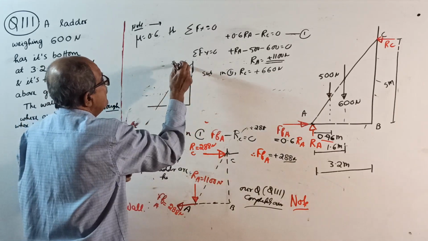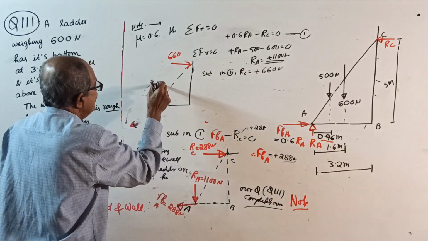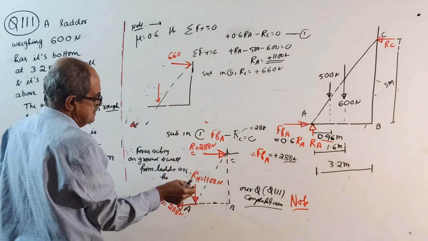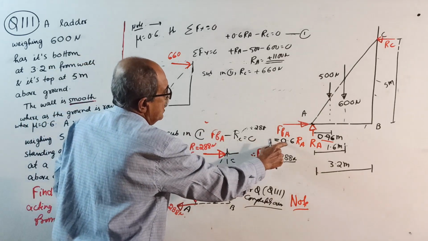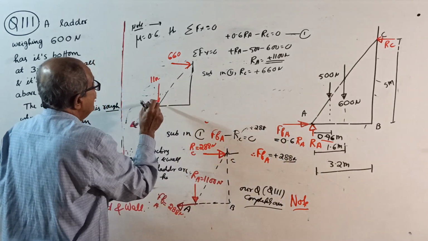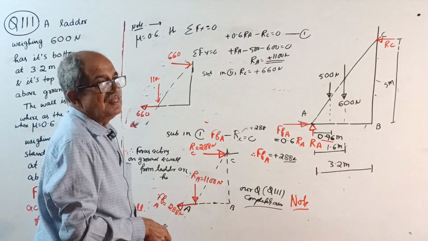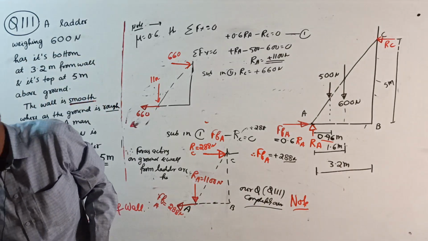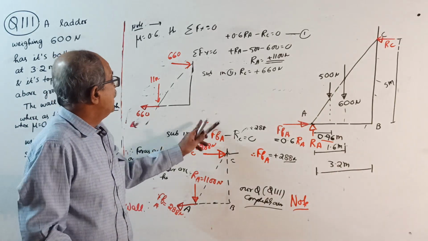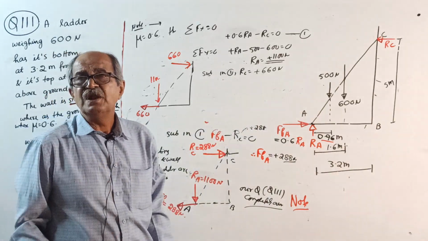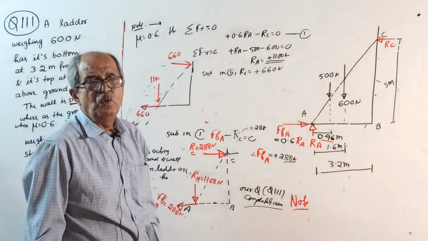This is how you will give your answer: a right side force of 660 Newton here, and RA means a down force on the ground of 1100, and your 0.6 RA will come as 660 this way. Okay, that's all. But remember, this is a wrong solution. Why? FF is not equal to mu RA. It is not equal, no data is given.